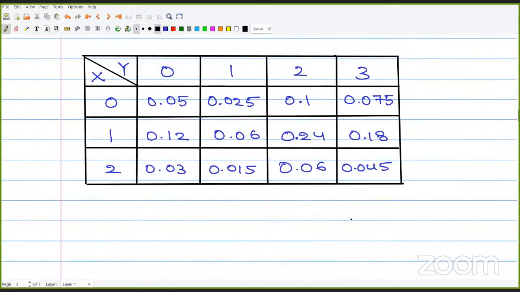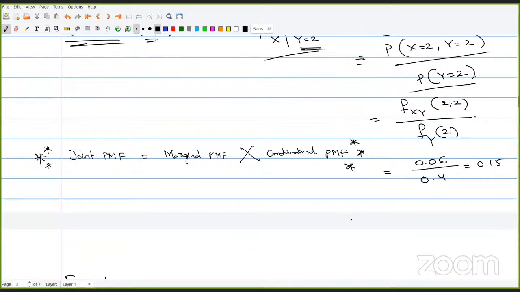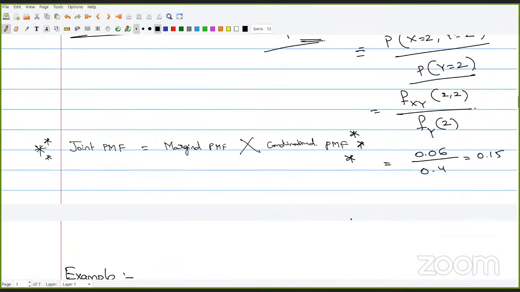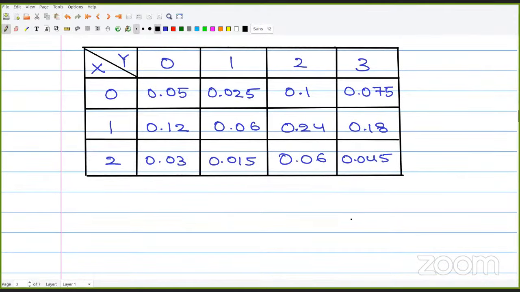Cool. Let's come to independence. Tell me now, what does X and Y independent mean? If marginal equals the conditional. Joint PMF will be equal to marginal times conditional. If marginal equals conditional, then I think it's independent.